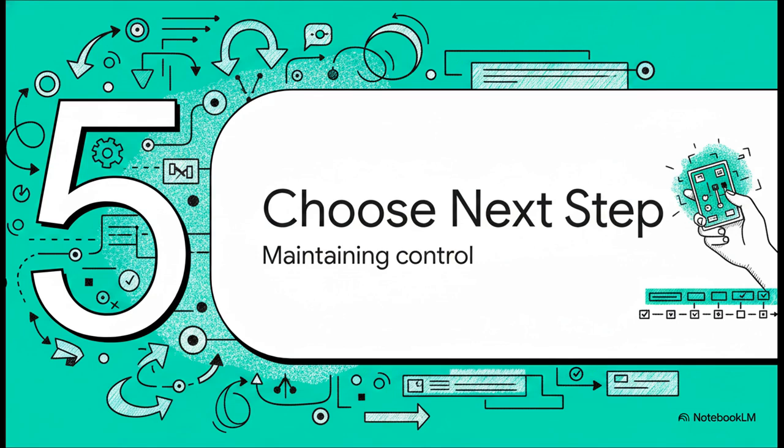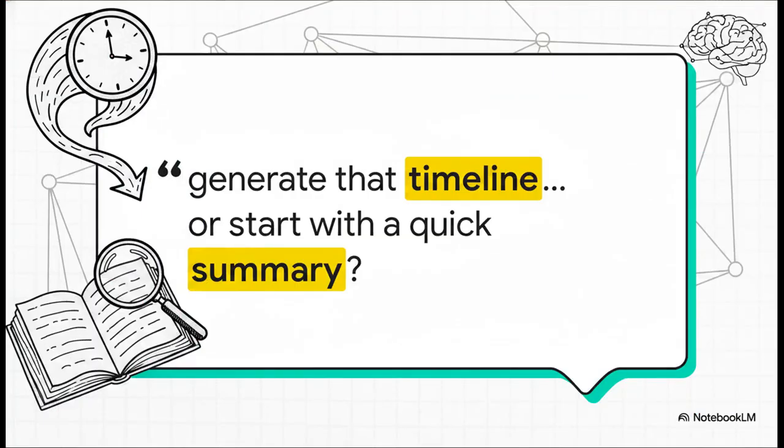Step 5, choosing your next step. Even after all that synthesis, the interface hands the reins right back over to you. It literally asks, once you've imported those sources, would you like me to generate that timeline for you right away? Or should we start with a quick summary of what the search found? So it pauses once again, making sure it has your strategic preference before proceeding.